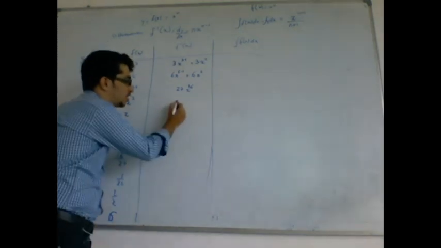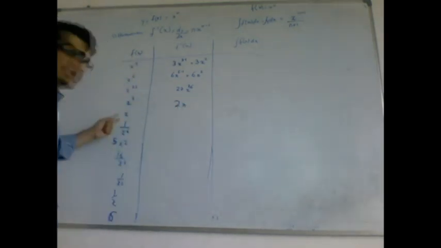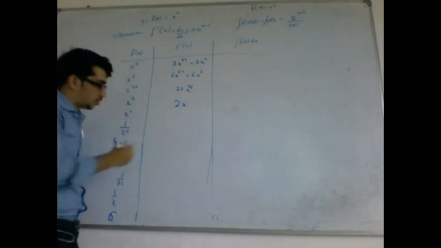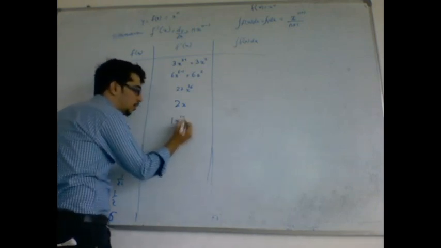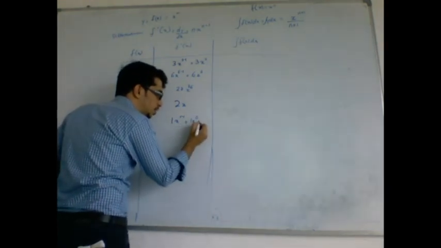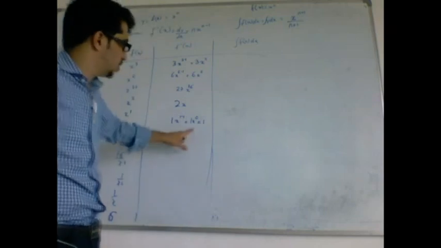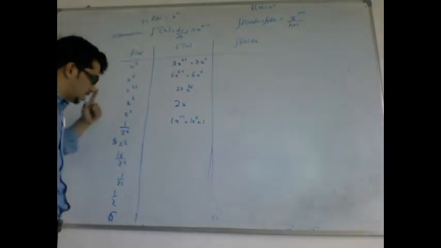What is the differentiation of x square? 2x. What is the differentiation of x? Here the power of x is 1, so 1 comes ahead and x power 1 minus 1, so 1 times x power 0, which means 1. Anything to the power 0 is 1. Please remember, anything to the power 0 is 1.